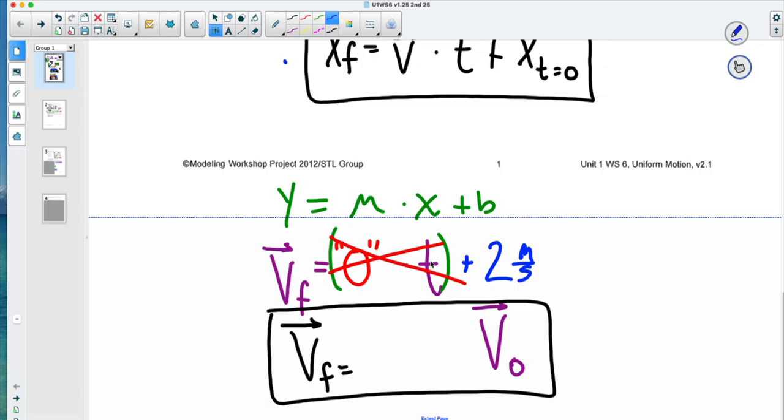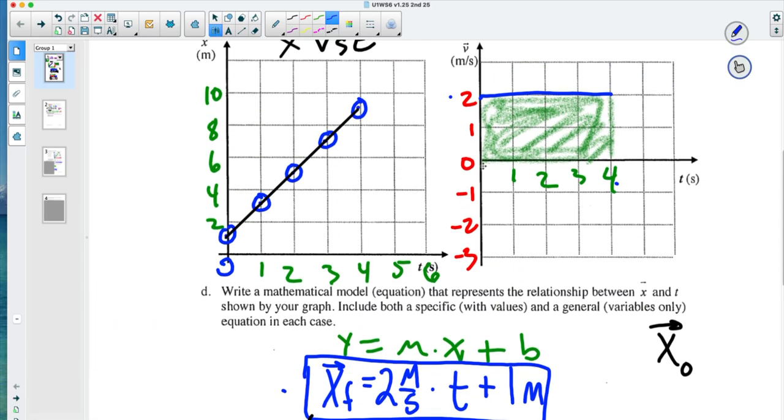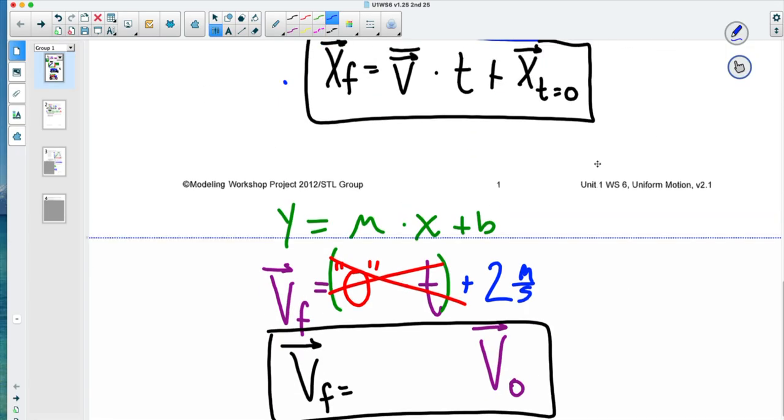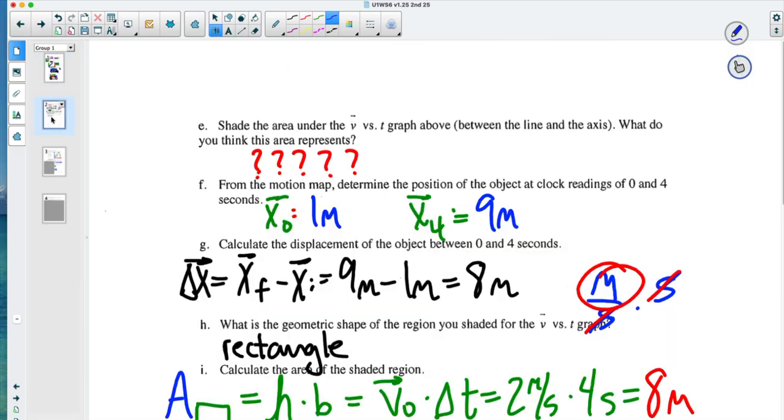We discussed that since any clock reading times 0 would be 0, we could say the final velocity is always equal to 2 meters per second, which is what this says anyway, right? No matter what the clock reading is, the velocity was 2 meters per second. And so the general equation we had for this shape of graph is the final velocity will always be equal to the initial velocity if something is experiencing uniform motion or constant velocity.